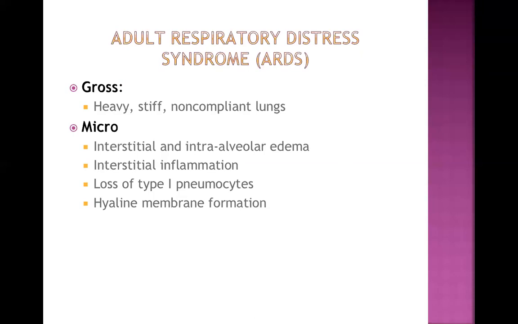Now, the microscopic appearance would be interstitial and intraalveolar edema. That's why we call it pulmonary edema. There is inflammation going on in the interstitial space, loss of type 1 pneumocytes, and there is hyaline membrane formation. In yesterday's class also, I talked a little bit about it. Hyaline membrane is formed when there is no surfactant, and surfactant is produced by type 2 pneumocytes. So in this case, type 2 pneumocytes are also damaged. As a result of this, hyaline membrane is formed. So this is important knowledge here.